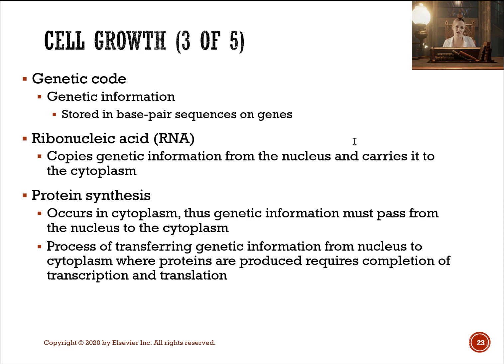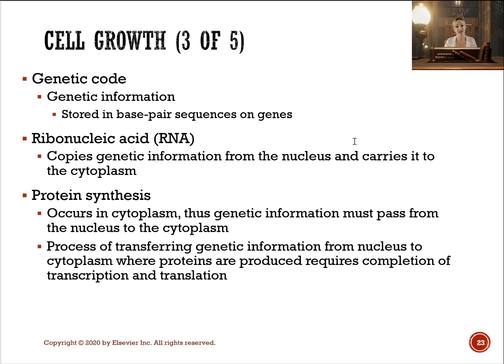So continuing on cell growth, we also have genetic code. And this is that genetic information. It's stored in the base pair sequences on genes. And then we have our ribonucleic acid. This is our RNA. These are copies of genetic information from the nucleus, and it carries it to the cytoplasm.